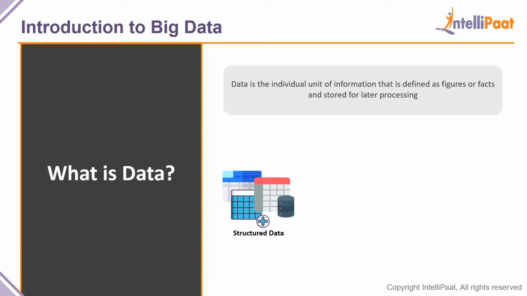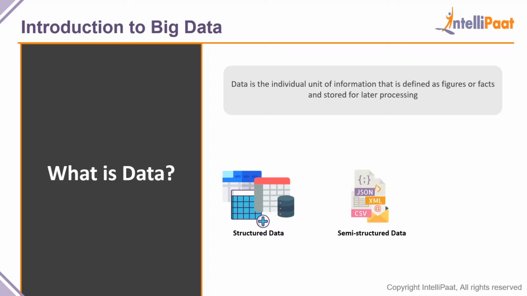So the first is structured data. Now, for those of you who are coming from an SQL background, this sort of data you're quite familiar with. This is the data that is present in SQL tables with proper rows and proper columns, right? It's in proper queryable form, so to speak. You can query it pretty easily. There is structure to it, and it is the most organized form of data that exists.